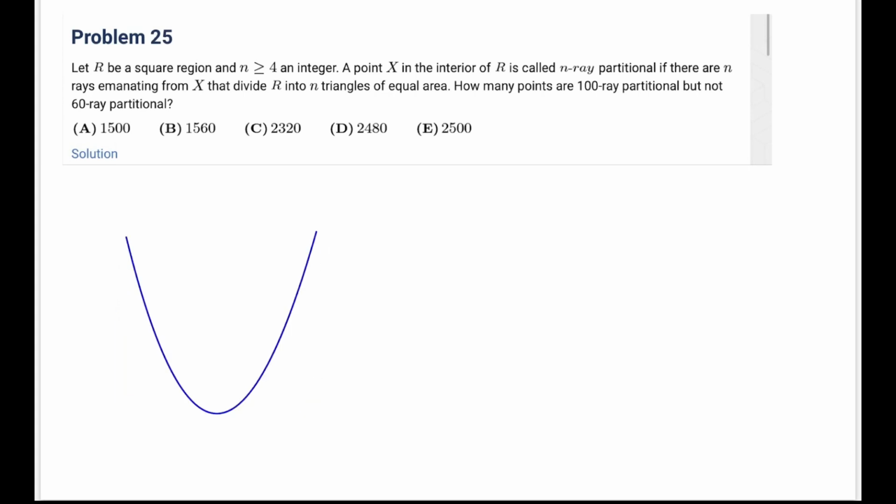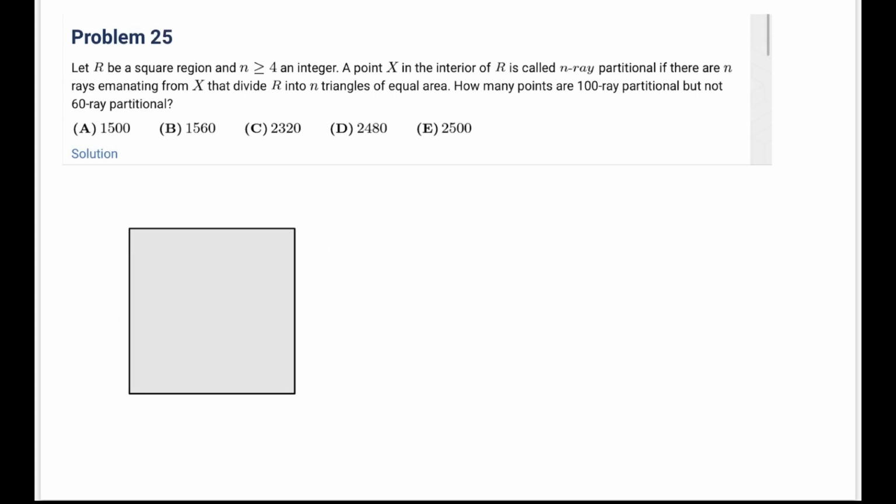Okay, so let's see. R is the square region, like that, and n is greater than or equal to 4. A point x in the interior of R, let's say this is point x, is called n ray partitional if there are n rays emanating from x like this that divide R into n triangles of equal area. How many points are 100 ray partitional but not 60 ray partitional?